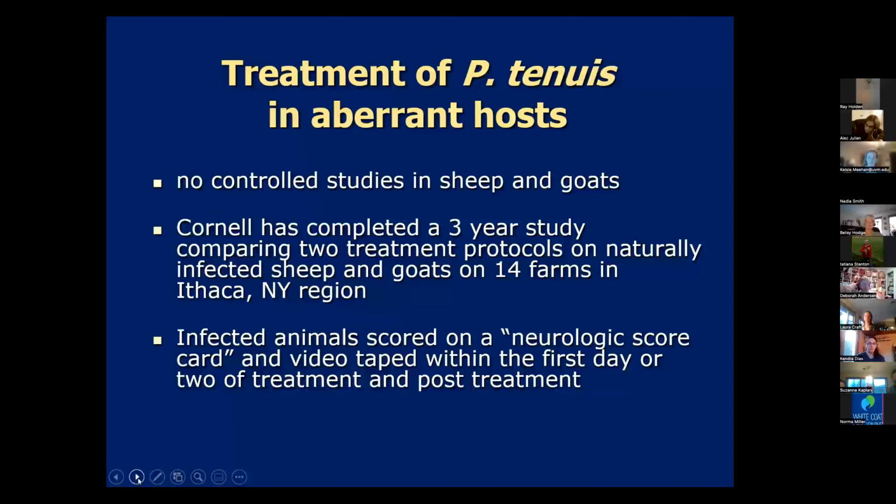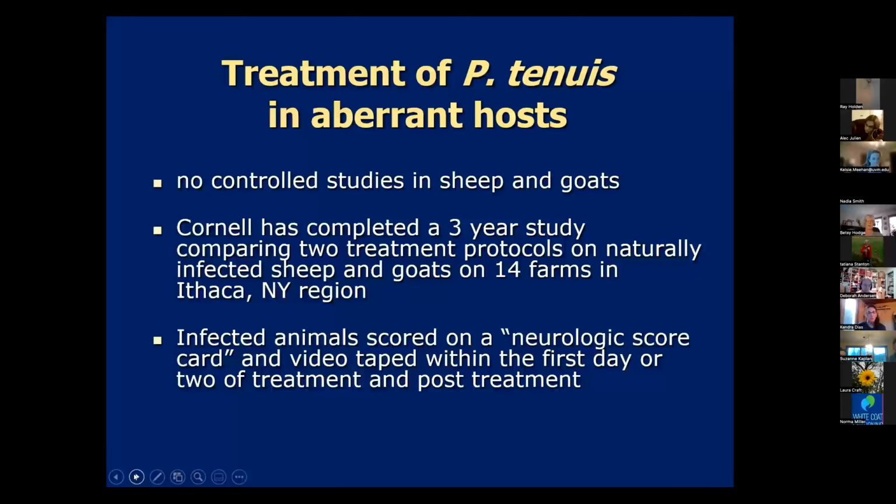And then what we would do is the farmer would call us and say, hey, I've got an animal that I think has deerworm. And then the veterinarian would go out there and do a neurological exam of the animal and do sort of a scorecard on it. And the farmer would start the animal on treatment right away, regardless of whether the veterinarian could get there right away. And we sort of told some of the farmers to start with treatment A and some of them to start with treatment B, and to rotate.